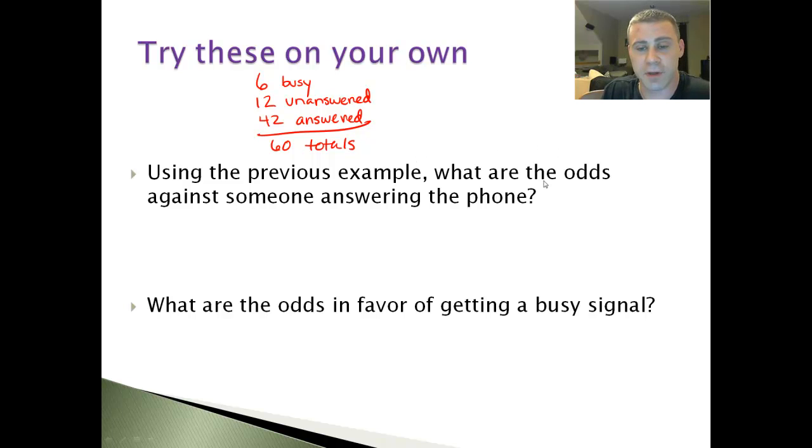Now be careful there, because it says the odds against. So what I will say is, if the odds for answering were 42 as far as favorable outcomes, what are the odds against that? I want you to just think about that. Don't rush through it. Pause the video when I'm done here. Take a minute, try and figure it out, and then press play, and we'll see if you got it right. The second question, which should be a fairly easy one after that, is what are the odds in favor of getting a busy signal? So go ahead and pause it here. Take a minute, see what you can do.